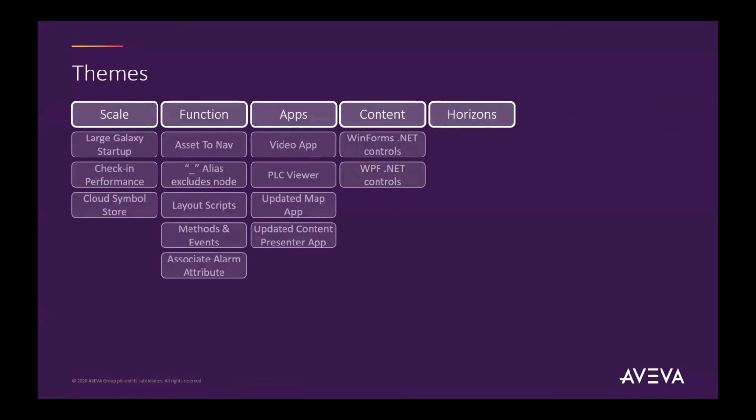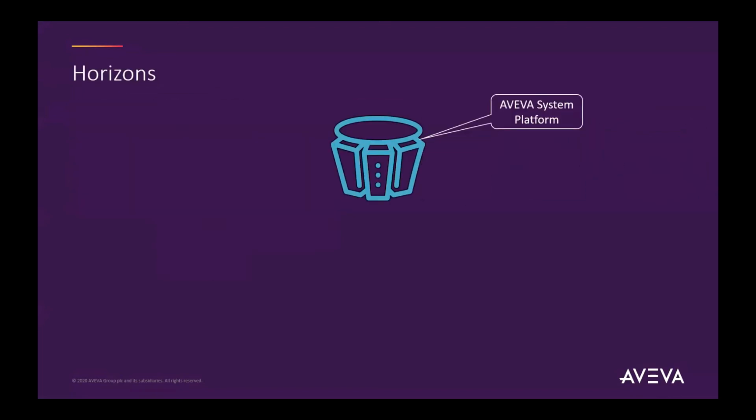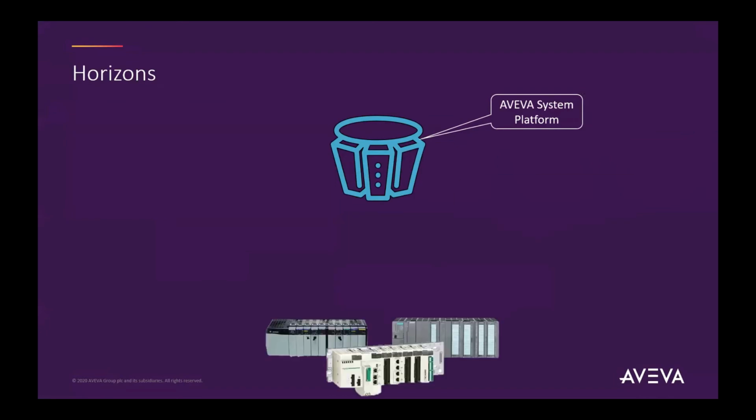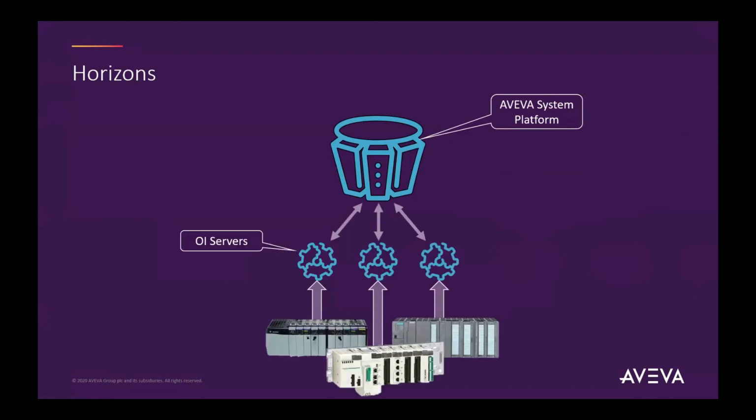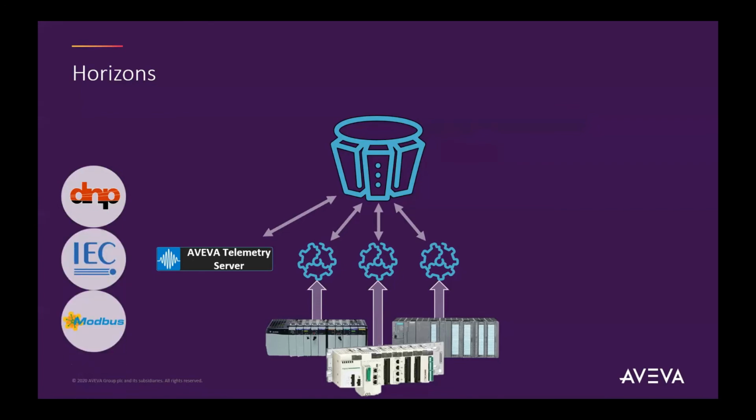We've also expanded some of our horizons a little bit. And what I mean with that is, when we work with System Platform, when we connect to things in the outside world, typically we use something called OI servers. Those can connect to PLCs and all sorts of devices. And that's how we get our live data into System Platform. With 2020, we've also added AVEVA Telemetry Server. This allows us to do things like DNP3, IEC 60870, and Modbus telemetry communications.